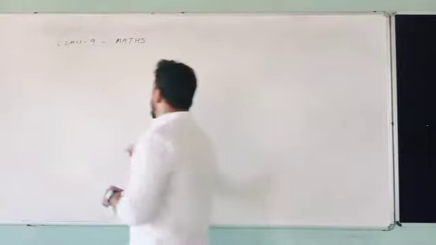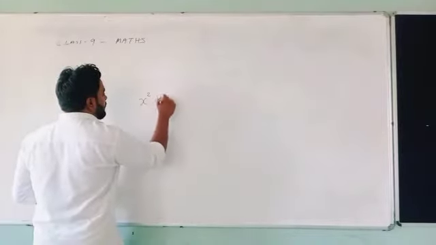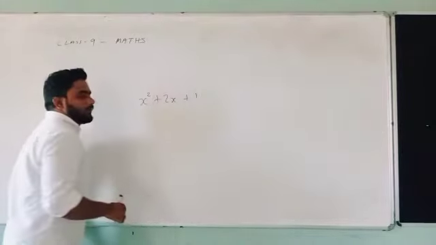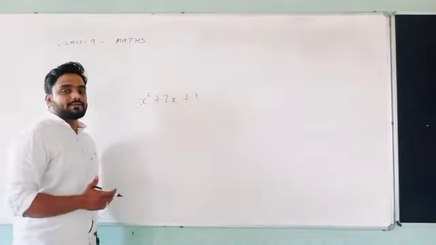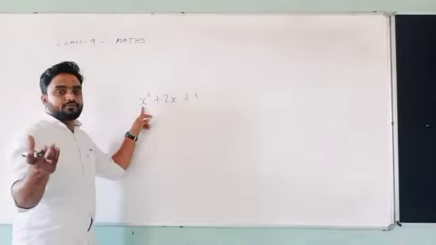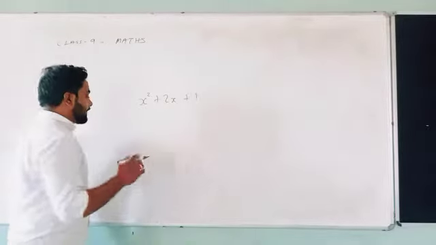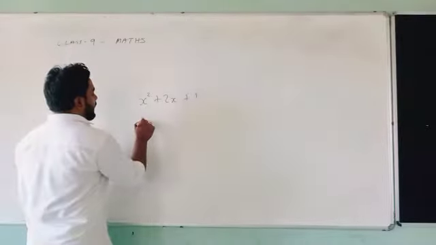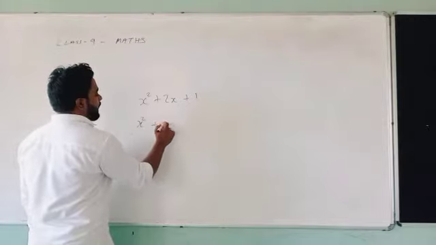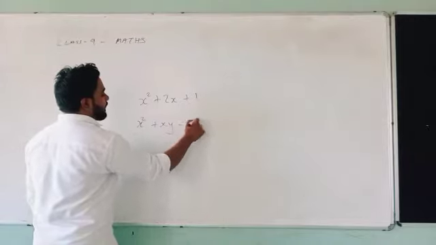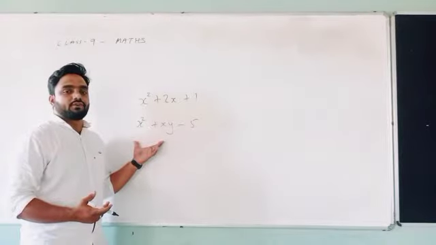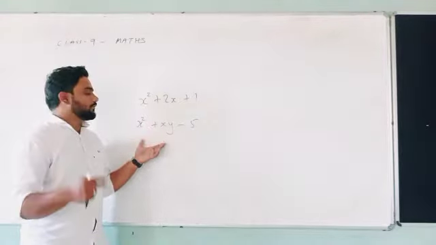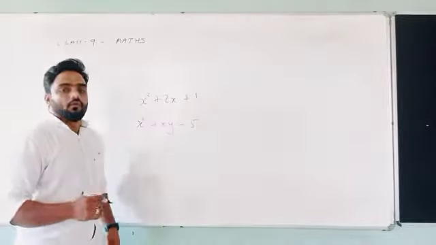Suppose I am writing here x² + 2x + 1. No doubt it is a polynomial. How many variables does it contain? It contains only a single variable, which one? It is x. Understand? But instead of that, if I am writing x² plus xy minus 1, you can't consider this as a polynomial in one variable. Why? Because it contains two variables, the x variable as well as the y variable.